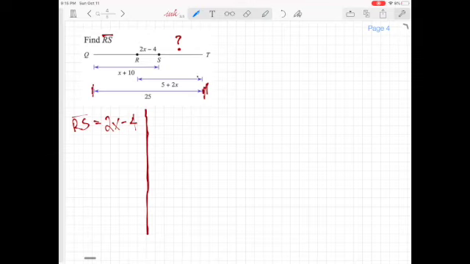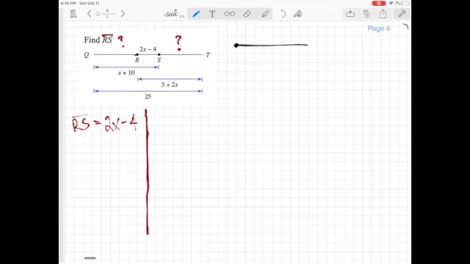I could say RT plus QR is going to equal QT. But again, I don't know what QR is. So that's going to take some more work. So what I propose we do is we should figure out what either QR is or ST. And again, it doesn't really matter, so let's just go with QR.